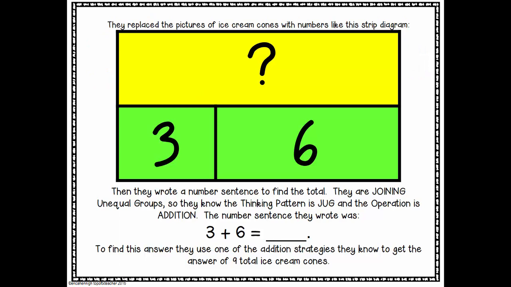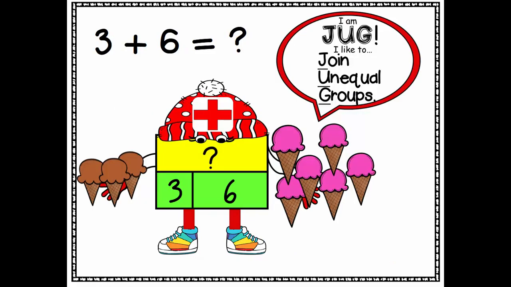They replaced the pictures of ice cream cones with numbers like this strip diagram. Then they wrote a number sentence to find the total. They are joining unequal groups, so they know the thinking pattern is Jug and the operation is addition. The number sentence they wrote was 3 plus 6 equals blank. To find this answer, they used one of the addition strategies they know to get the answer of 9 total ice cream cones. "I am Jug. I like to join unequal groups."